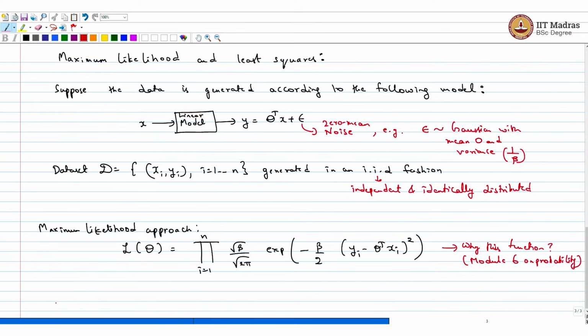So, this ML, maximum likelihood approach, is to find a theta that maximizes L of theta.